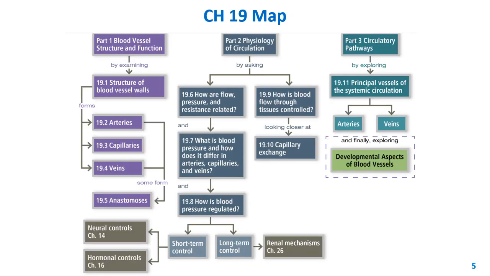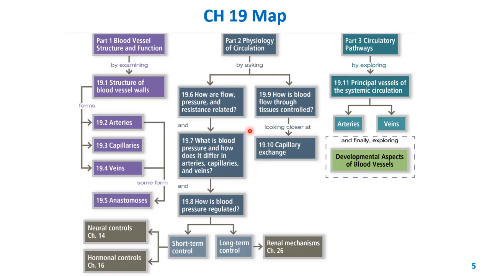All right, so here is a broader view looking at your book chapter map. Right, and I like this map because it's not only looking at structures, but it's also looking here at the physiological part of the circulation. Okay, this is the part where we have to use a bit more brain power to understand what is happening. Okay, so we're going to look at different pressures and different types of flow.